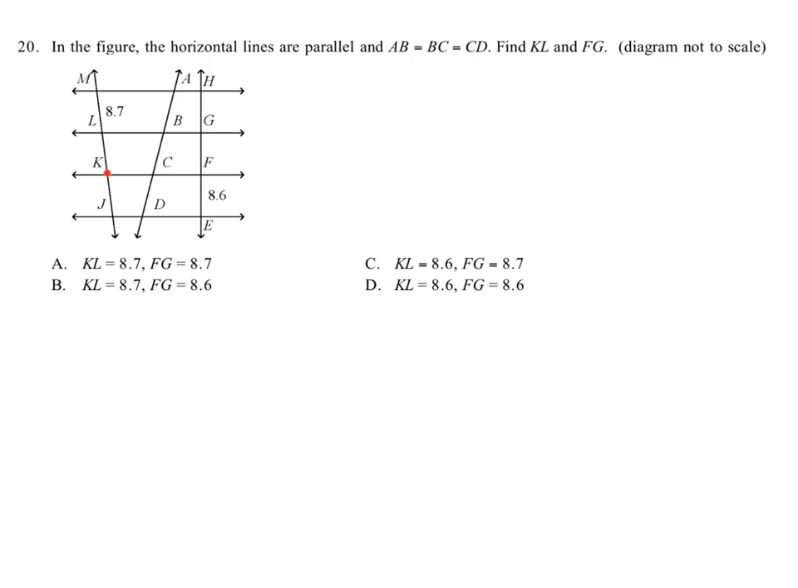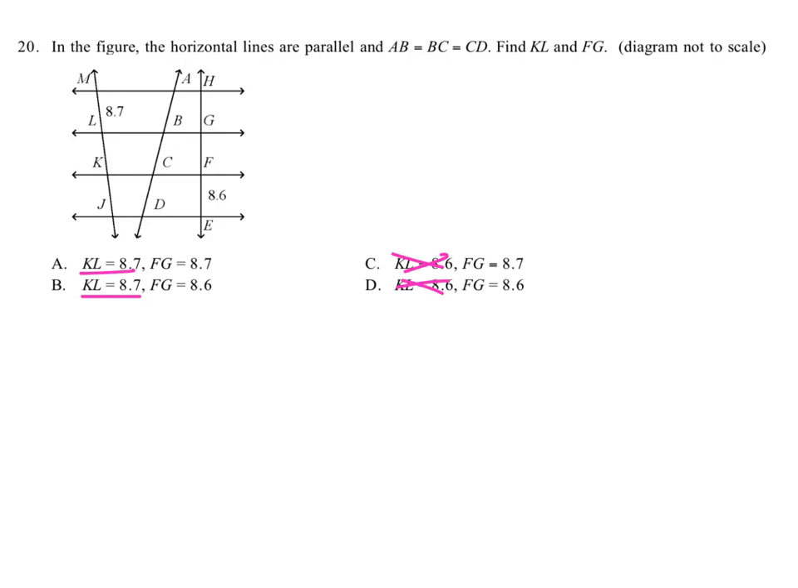So if this is 8.7, then so is this. So KL is 8.7. So we already know that it's got to be either this one or this one, okay? Doesn't say KL is 8.7 here, so it can't be. Now, what else do we know?